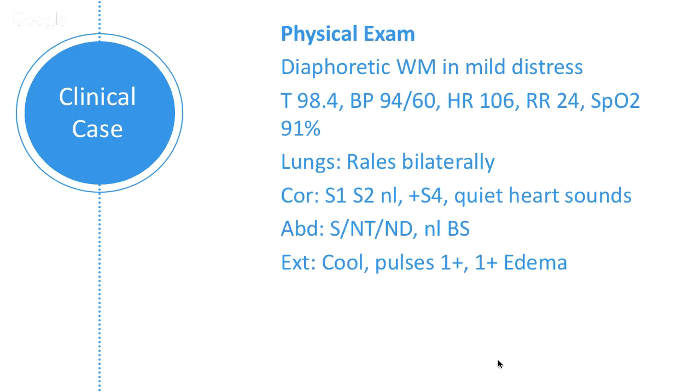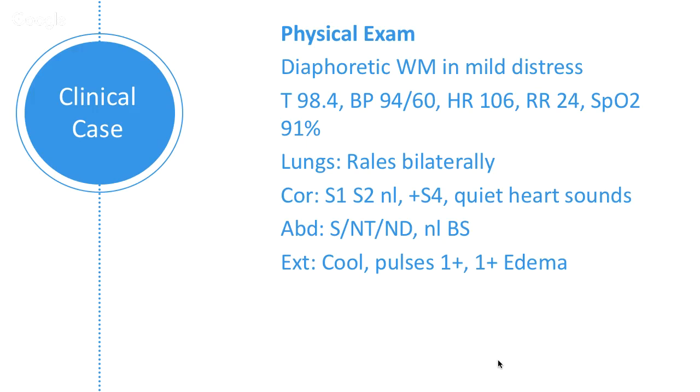The physical exam, and I don't expect you to understand all of this or even all the stuff that came before, but this is the way the physical exam might be described, as a diaphoretic, that means a sweaty white male in mild distress. They're not comfortable. Temperature 98.4, blood pressure 94/60, heart rate of 106, respiratory rate of 24, pulse ox, that means the oxygen saturation, how oxygenated they are, of 91%. Their lungs have rales. That means what sounds like crackles, like a Rice Krispie sound on both sides. And their heart has normal sounds.